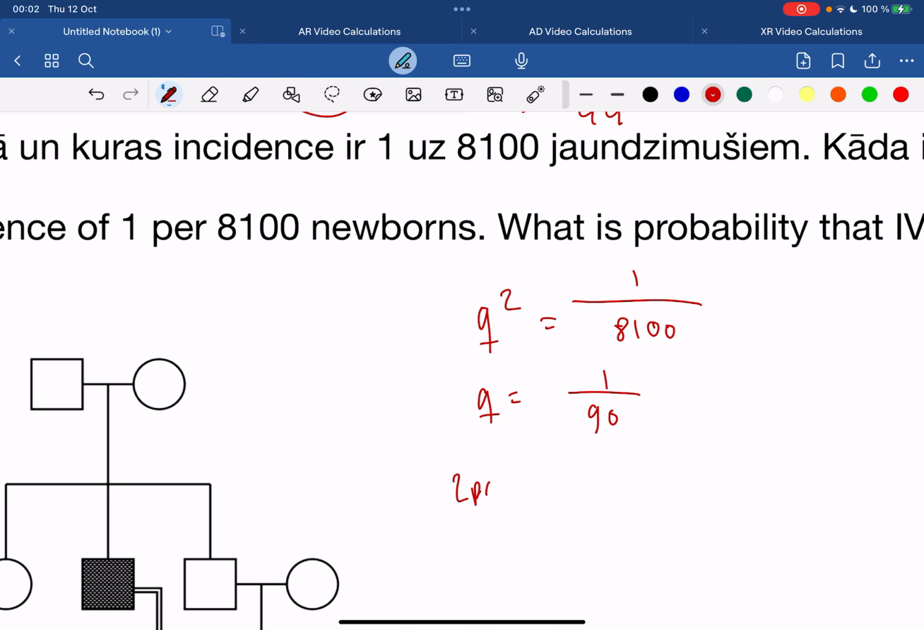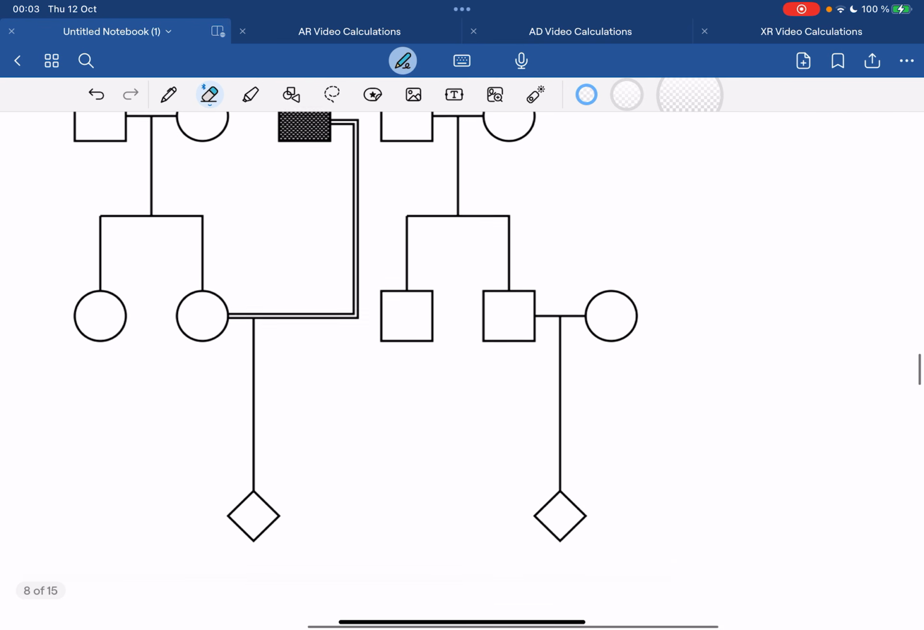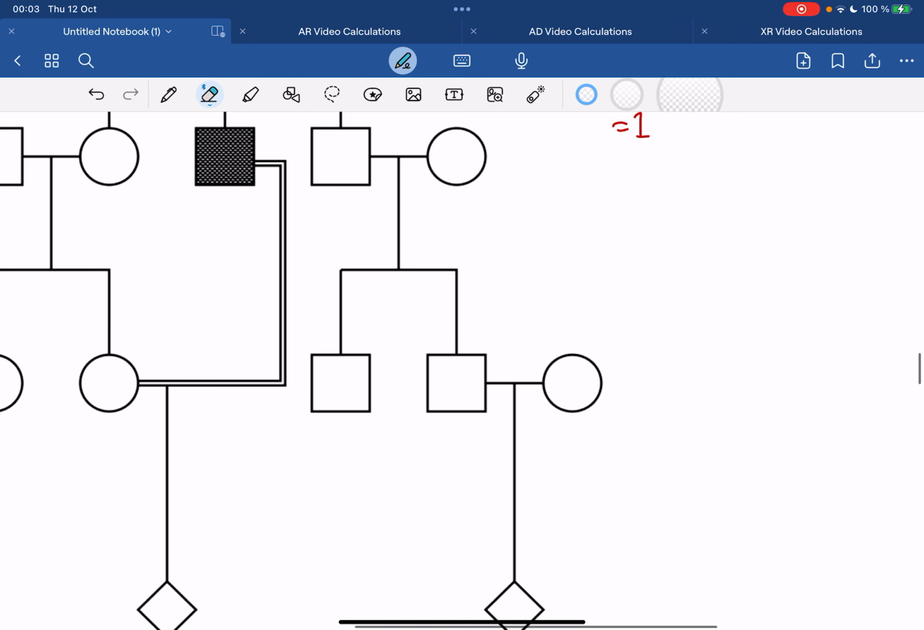And then 2pq, because p is always equal to 1, would be 2 times 1 times 1 over 90, which is equal to 2 over 90, or 1 over 45. So now we know the probability for the population mother to be a carrier, and that is 1 over 45.